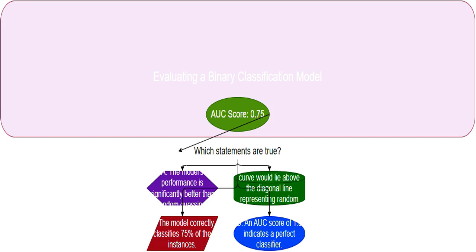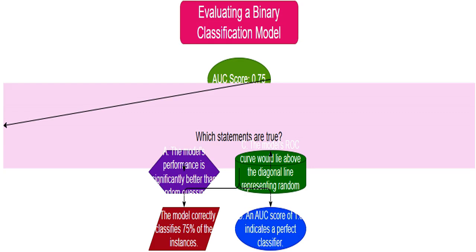I'm assessing how well a model works at sorting things into two groups. Think of it like sorting emails, spam or not spam. Let's figure out which statements accurately describe what the area under the curve, AUC, score of 0.75 means. This score tells us about the model's performance.